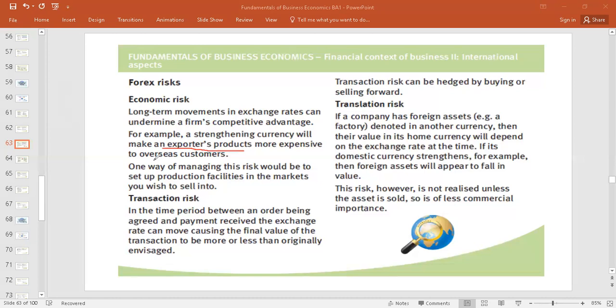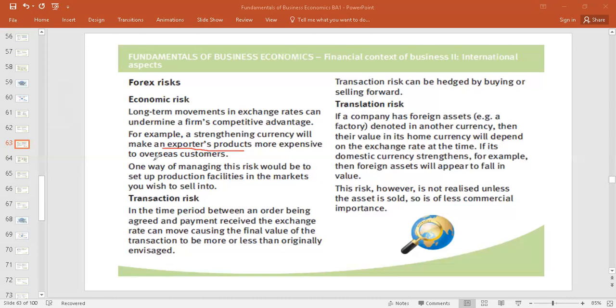causing the final value of the transaction to be more or less than originally envisaged. So because of that, there could be a risk. Here the suggestion is to enter into derivative agreements like forwards or futures and then complete the transaction at that pre-decided price. That is called hedging. Transaction risk can be hedged by buying or selling forward rate agreements. So that is the solution which is given.